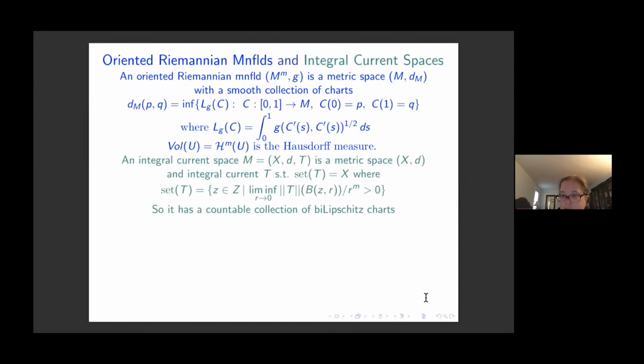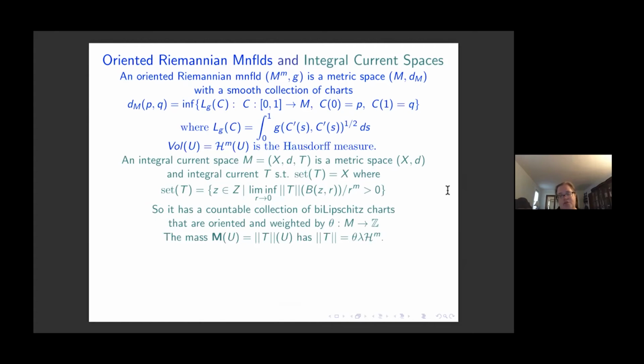An integral current space is a metric space. It has an integral current, which means that there exists countable collections of charts, right? But they're weighted and they have orientations. And the set of T is equal to X. The set is the positive density. So it has a countable collection of bi-Lipschitz charts, and they're oriented and weighted.